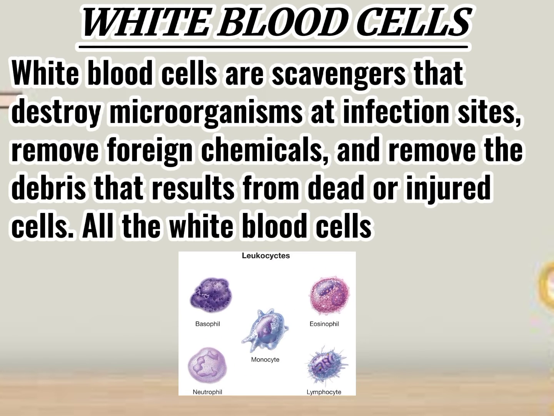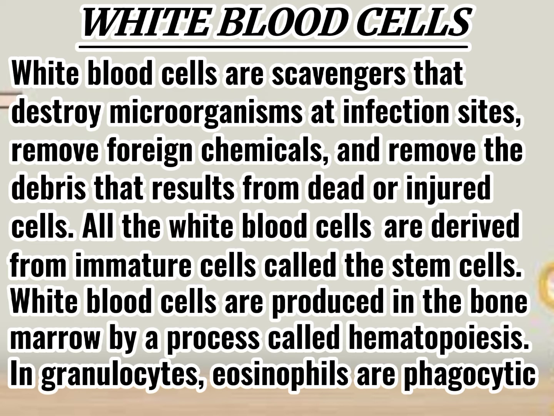White blood cells. White blood cells are scavengers that destroy microorganisms at infection sites, remove foreign chemicals, and remove the debris that results from dead or injured cells. All the white blood cells are derived from immature cells called stem cells. White blood cells are produced in the bone marrow by a process called hematopoiesis.